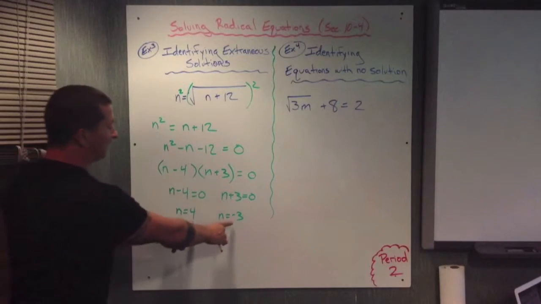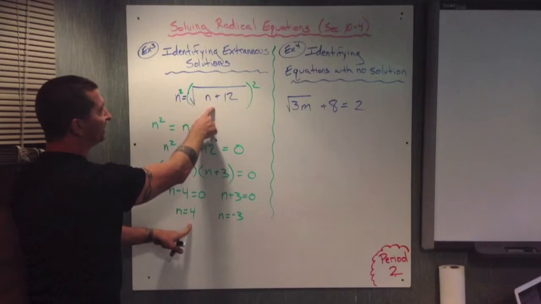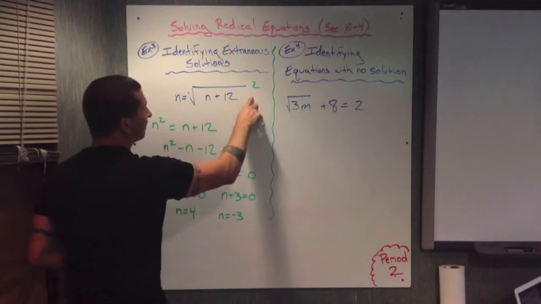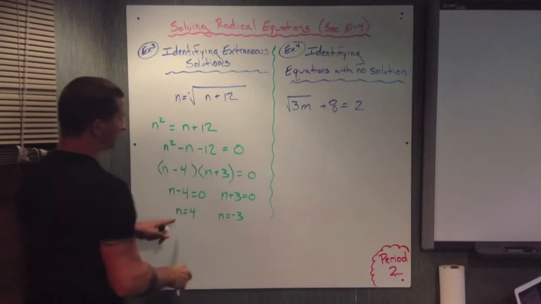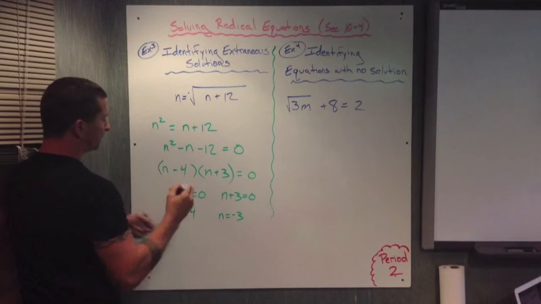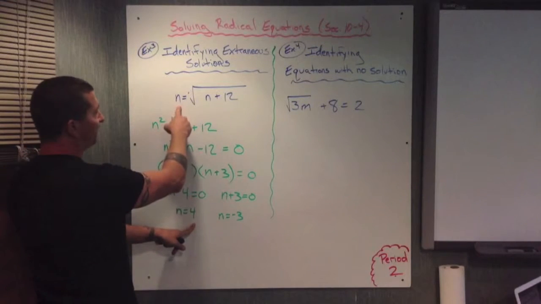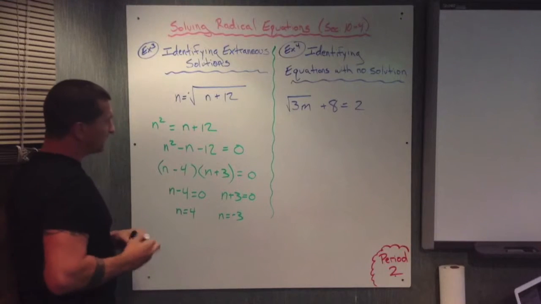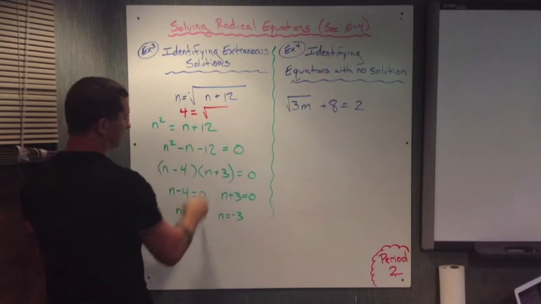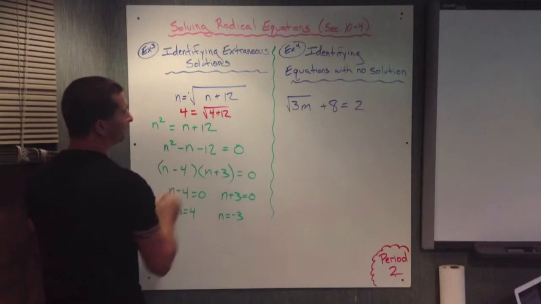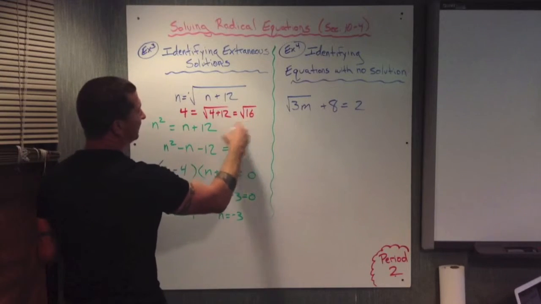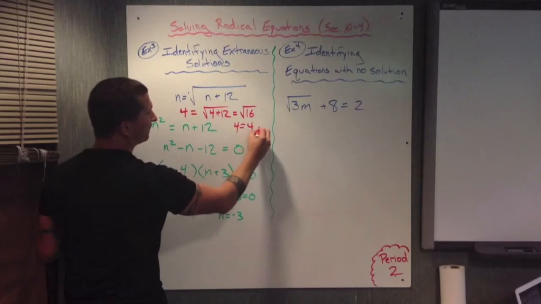Now, if we plug these two numbers back into our original equation, which is n equals the square root of n plus 12, we need to see if these are actually equal to each other. So first, if we plug in a 4 for n, we get 4 equals the square root of 4 plus 12. 4 plus 12 is 16. The square root of 16 is 4. So 4 equals 4. That checks out. That's good.